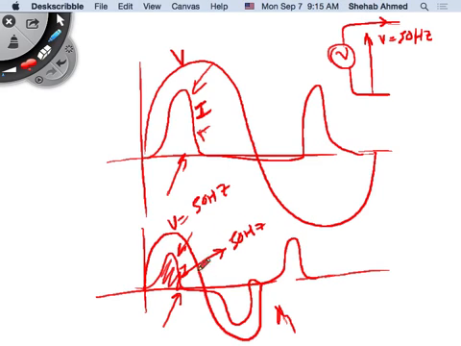Does it have an average value? If these are equal in area, it will not have an average value, so it will not have a DC component. But it will have some other AC components, third, fifth, seventh, and so on. These are all currents that are actually flowing in my system, right? The circuit is forcing me to draw this much current. So these components of current are at 150 hertz, 200 hertz, other frequencies, and at 50 hertz as well.